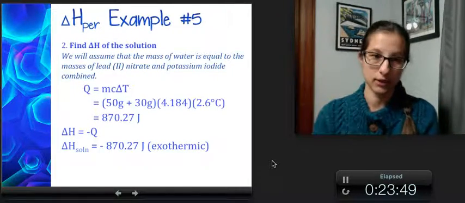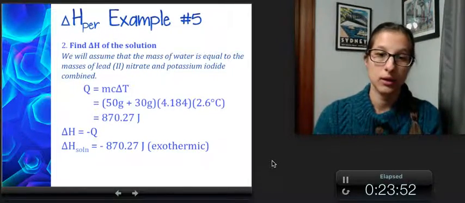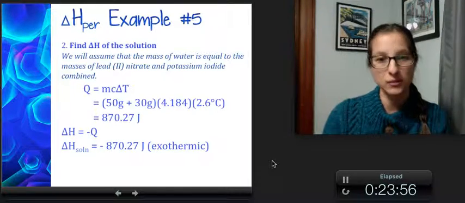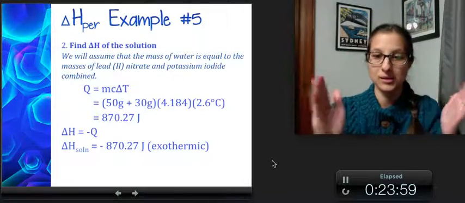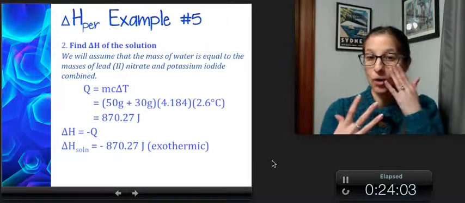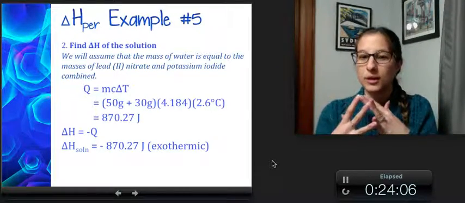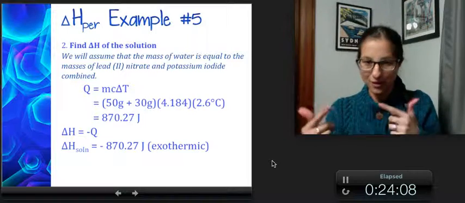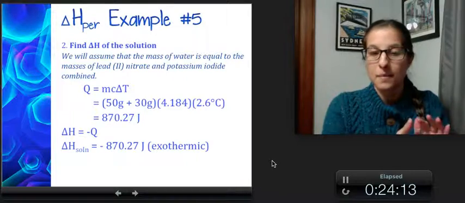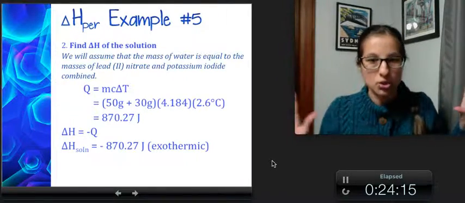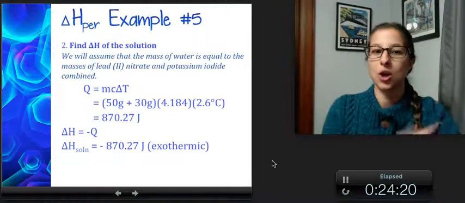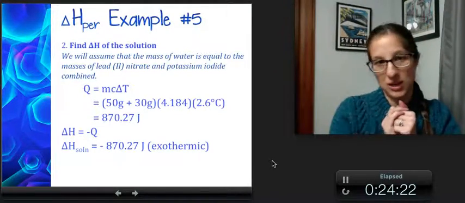Okay, now I'm going to find the delta H of my solution. I'm going to assume that the mass of water is equal to the 2 masses that I added together. In reality, that's not true, because some of the solution is going to be the ions, and some of it is going to actually be the mass of the precipitate. But just to make it easy, we're going to say the mass of the solution is it all together.